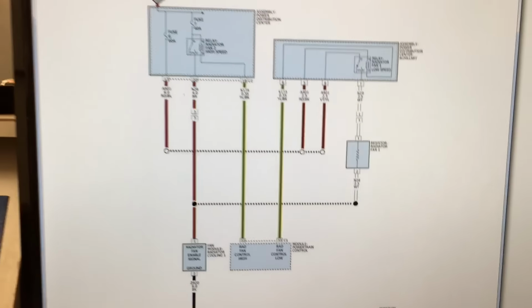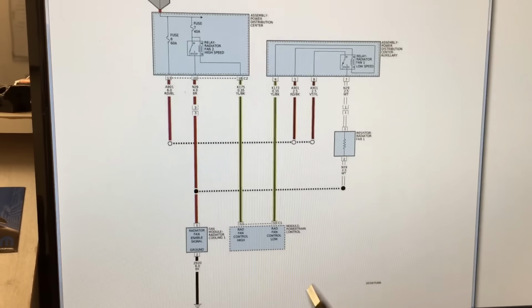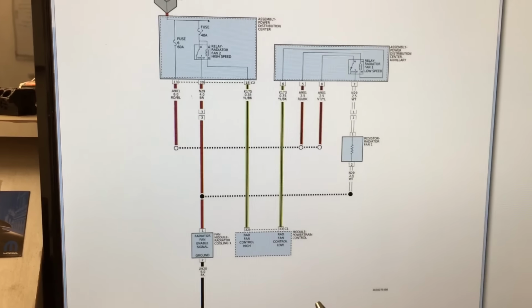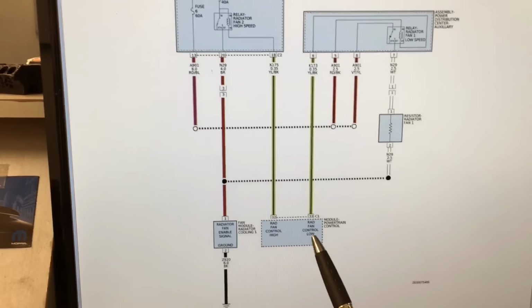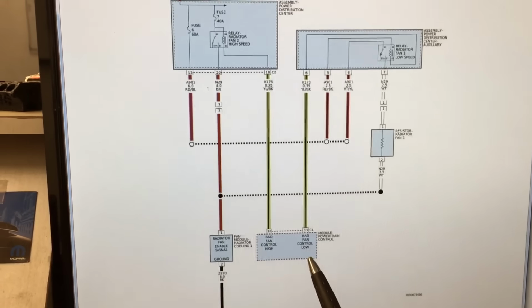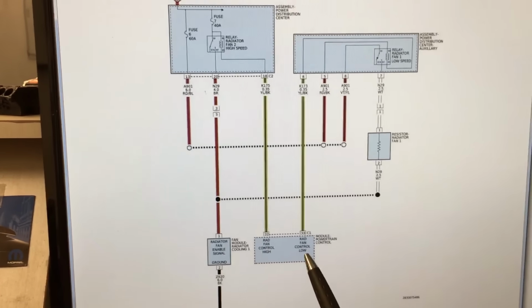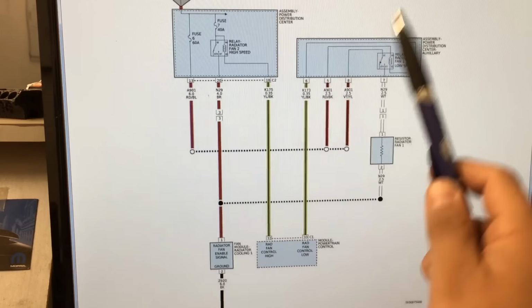Now the way the system works is pretty simple. There are two different speeds, a high and a low, and this fan is controlled directly by the engine computer. The engine computer does that by controlling the control side of either the low speed relay or the high speed relay.